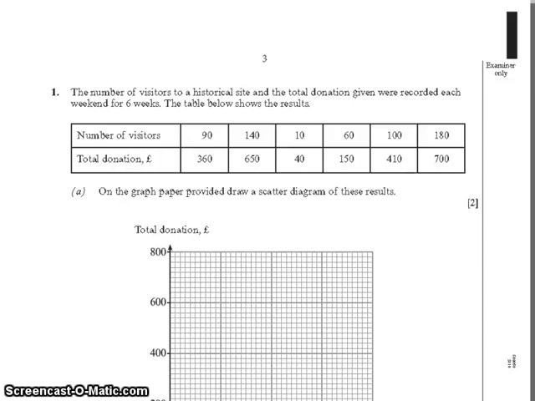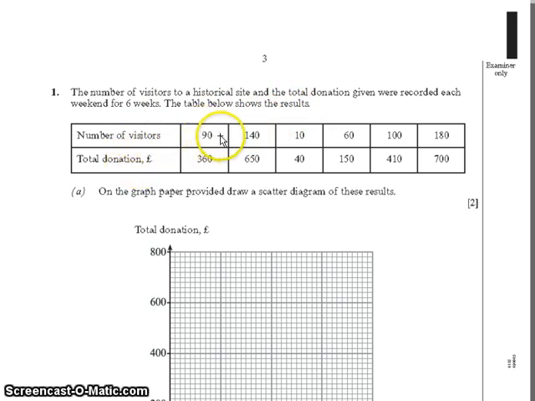Right, this is the first question in the paper then. Let's have a go at this question. Question 1. The number of visitors to a historical site and the total donation given were recorded each weekend for 6 weeks. The table below shows the results.